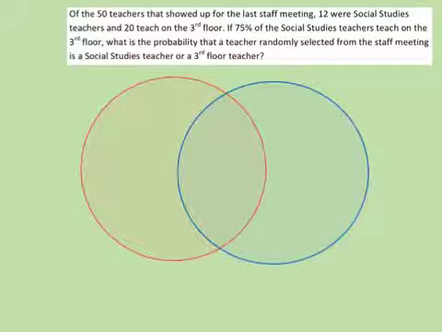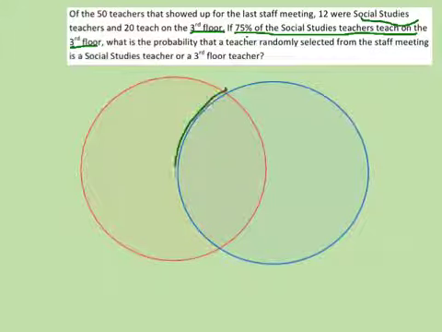So for instance, there's 50 teachers that showed up for the last staff meeting, 12 are social studies teachers, and 20 taught on the third floor. Well, couldn't a social studies teacher teach on the third floor as well? And as a matter of fact, it says yes, 75% of the social studies teachers teach on the third floor. So that means there is some overlap. So we know we have to make this Venn diagram where this would be the overlap. And also, when you can, you always start with that overlap.